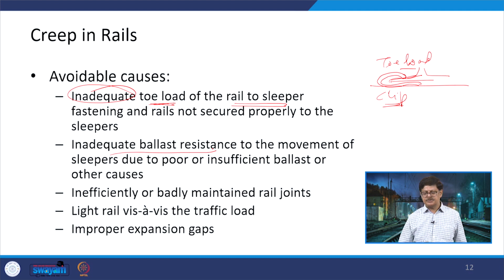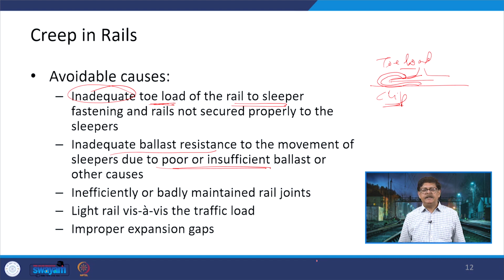Inadequate ballast resistance to the movement of the sleepers due to poor or insufficient ballast. It means if the maintenance has not been done in the right manner, and we have not removed the deficiencies of the ballast, then we are ourselves inducing the creep in that particular track. So, if we can do good maintenance and that removes the inadequacy in the ballast section, it is fine.